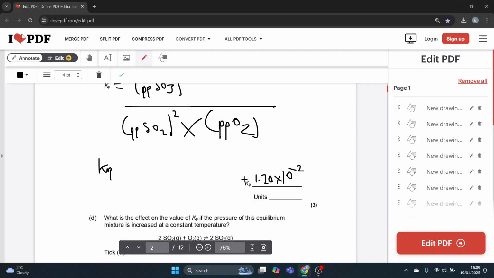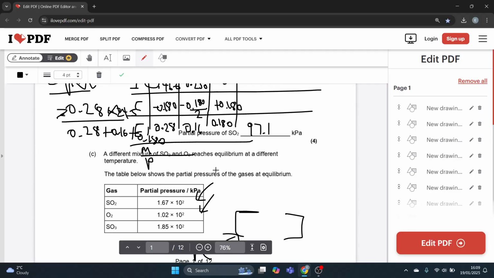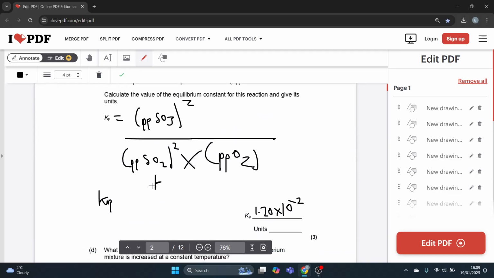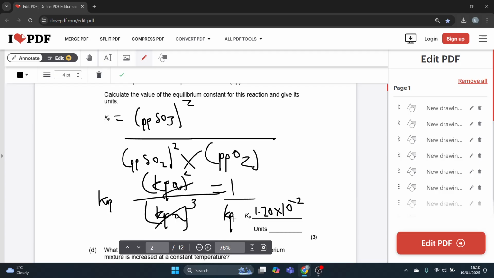Now the units. Because I'm working with kilopascals for the partial pressure, it's going to be kPa squared divided by kPa squared times kPa, so kPa cubed. That is the same as 1 over kPa, and that is the same as kPa to the power minus 1. So that is going to be my final answer.